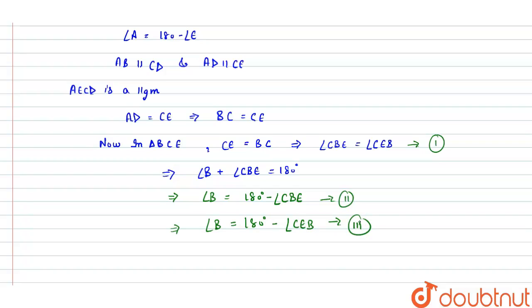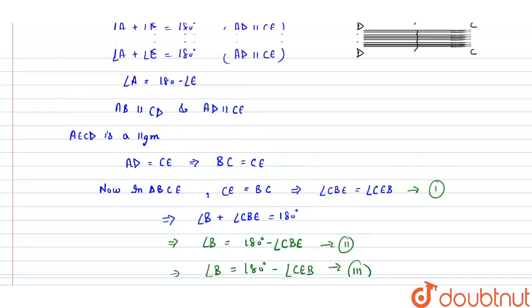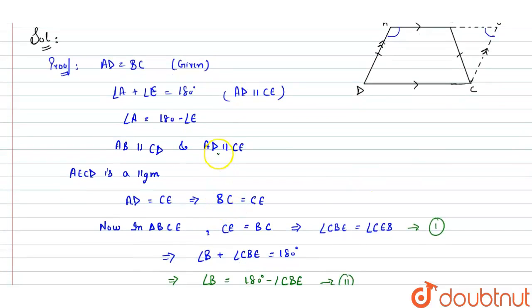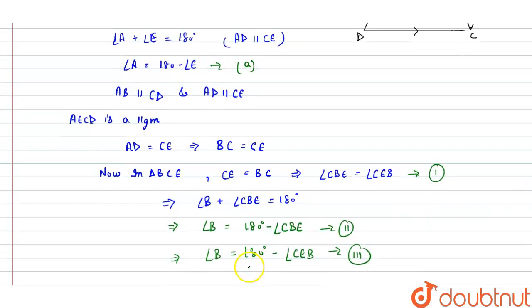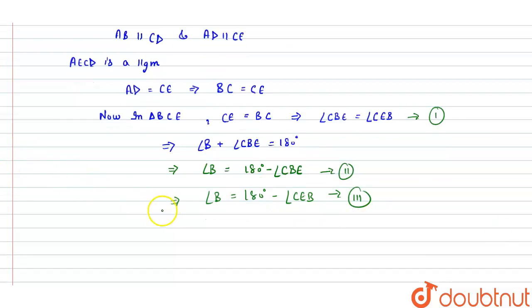Now angle B is equal to 180 minus CEB, and in the above place we already proved, consider this one as equation A, angle A is equal to 180 minus angle E, and angle B is also equal to 180 minus angle E. So by comparing A and the third equation, we can write angle A is equal to angle B.